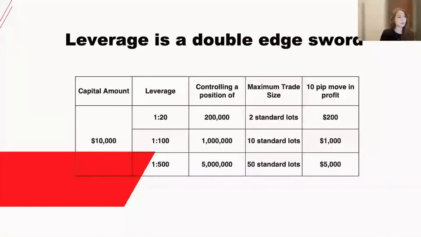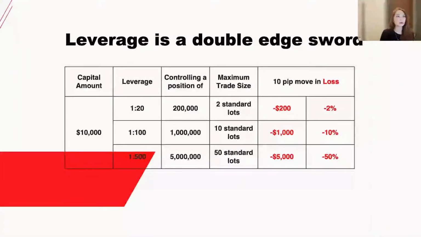And then lastly, we are looking at a 1:500 ratio, controlling a position of 5 million, and that gives you 50 standard lots, looking at a $5,000 reward at every 10 pip movement in the direction of your analysis.